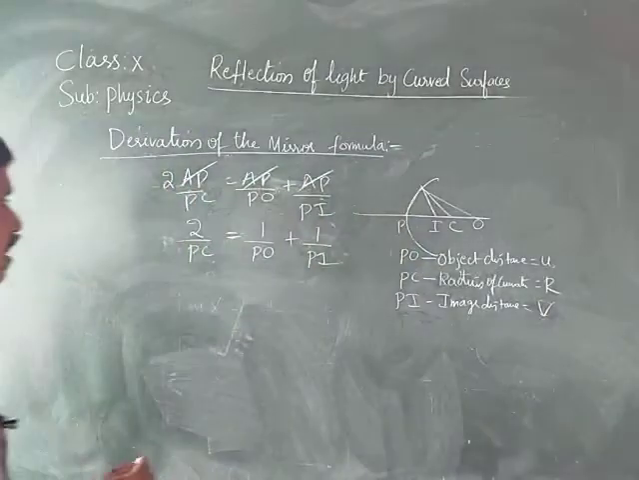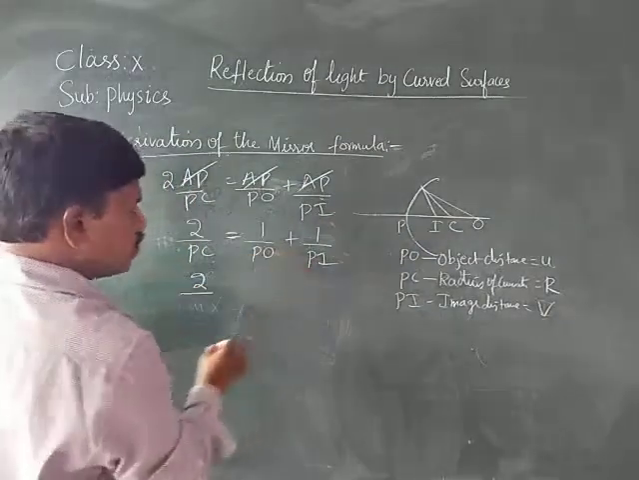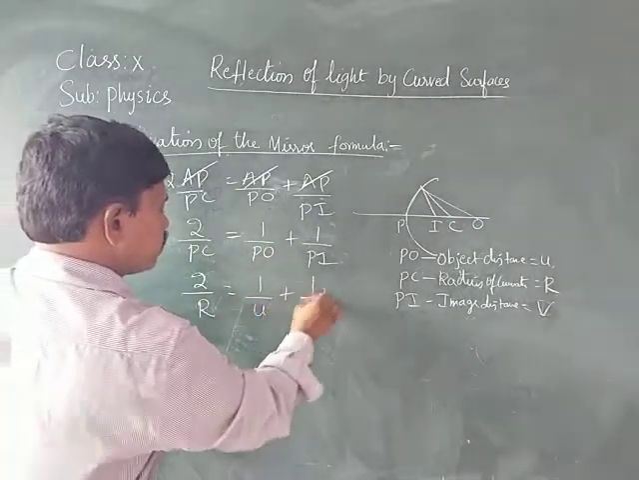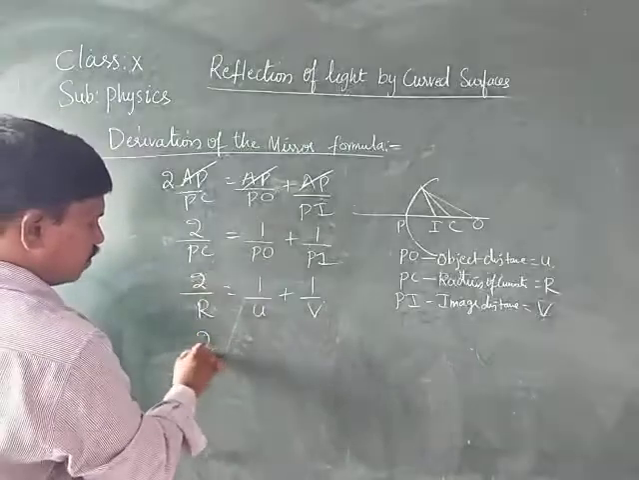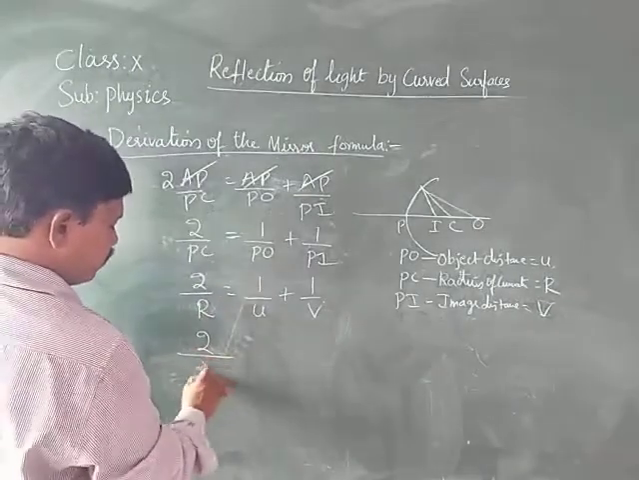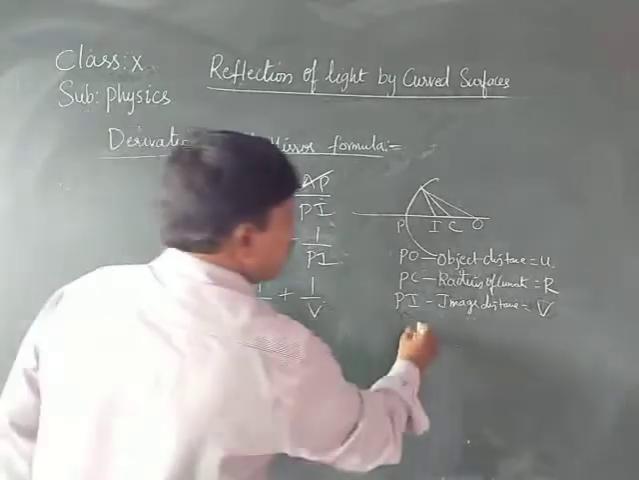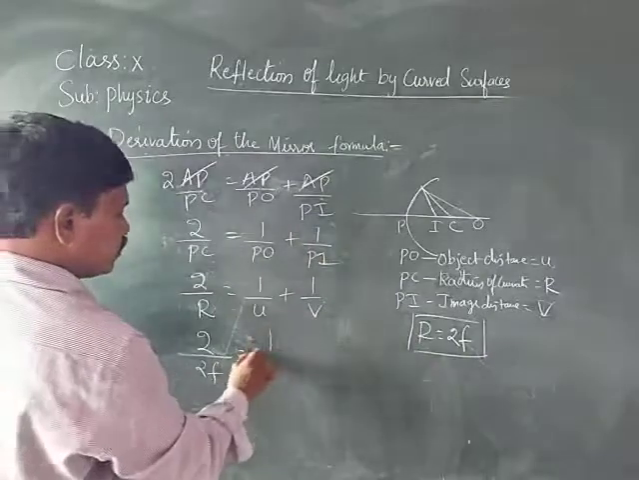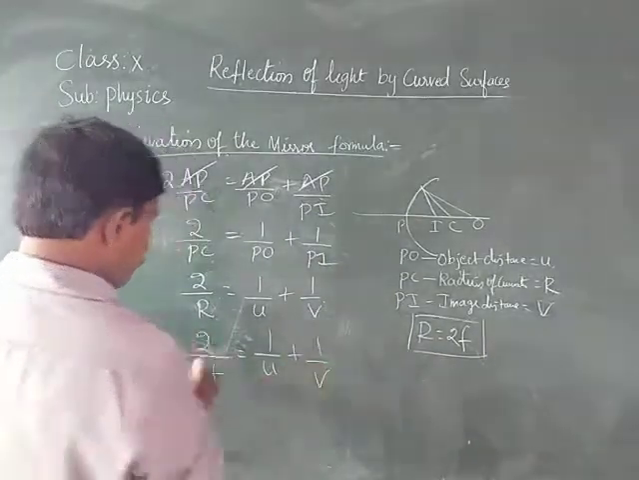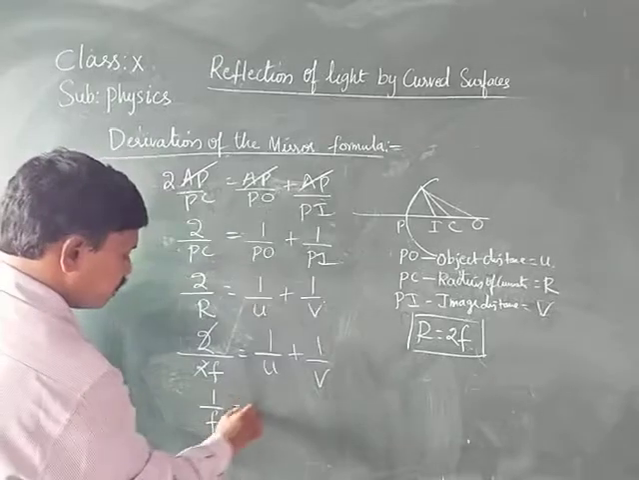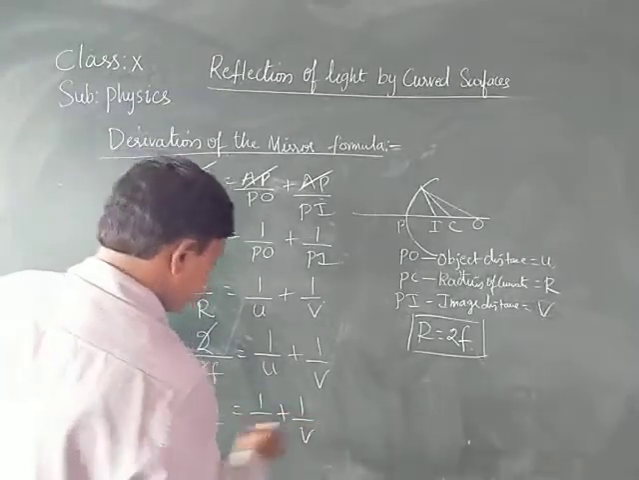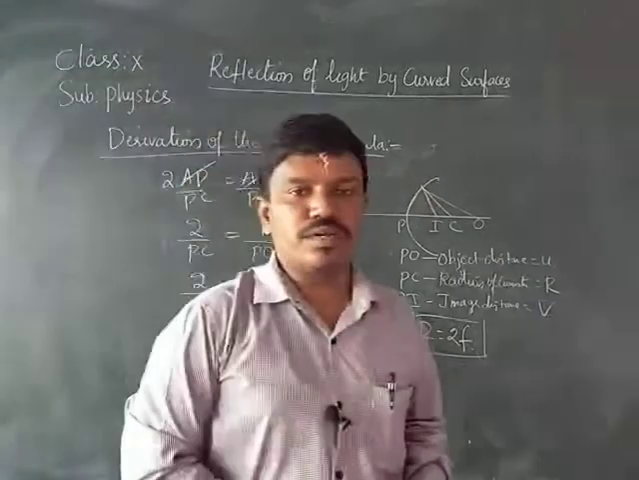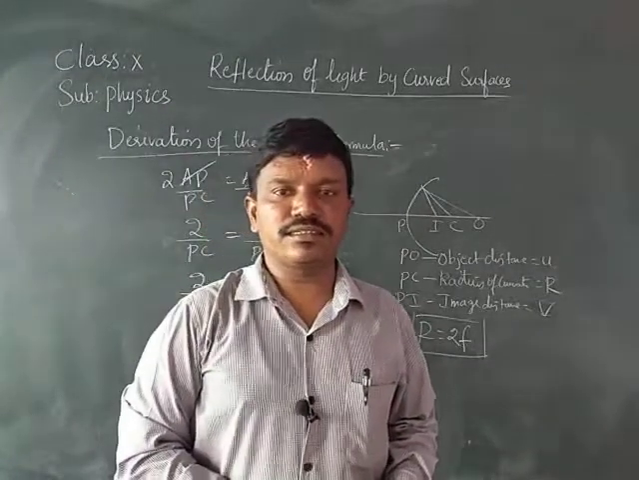Therefore, just replace these values. 2 by PC means R, PO is U, so we get 2 by R is equal to 1 by U plus 1 by V. Actually R is equal to 2F, that is 2 times the focal length. Therefore, 2 by R becomes 1 by F, so 1 by F is equal to 1 by U plus 1 by V. This is the mirror formula. The remaining we will learn in the next class. Thank you.